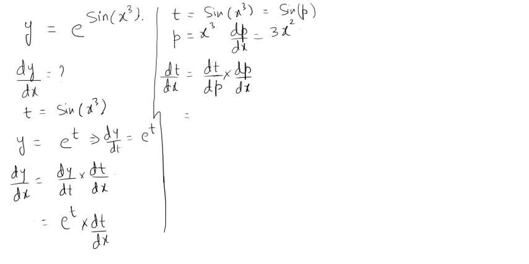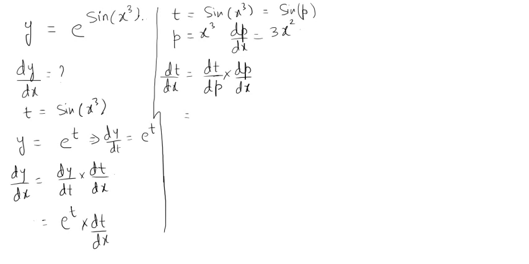So what I will do, I will introduce an intermediate variable, say t, and t is equal to sine of x cube. Now y can be written as e to the power t. So now this is a very simple function, and I know the derivative of y with respect to t, dy by dt, is e to the power t. But I have to find the derivative of y with respect to x, not with respect to t. So dy by dx can be written as dy by dt into dt by dx. Dy by dt is e to the power t, and dt by dx I have to find.